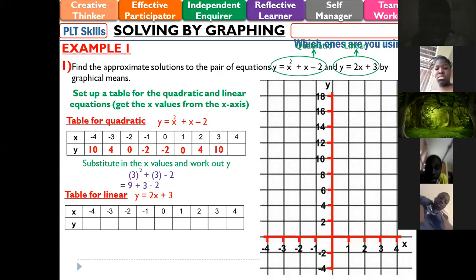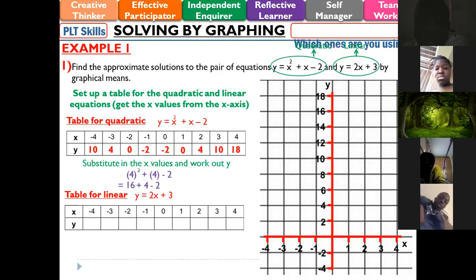And for x to be positive 4, remember I said you substitute the value of x into the quadratic equation and solve for the corresponding value of y. When you do that, you get 18. So that is the corresponding value for x and y. Now, what do you do? You plug these values into the graph.